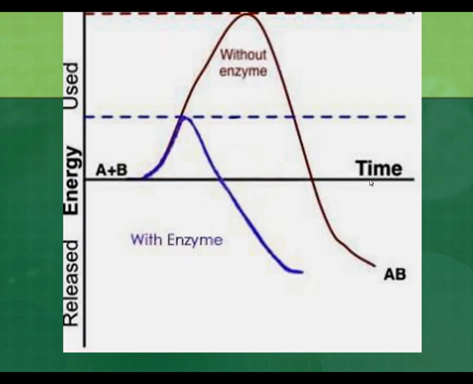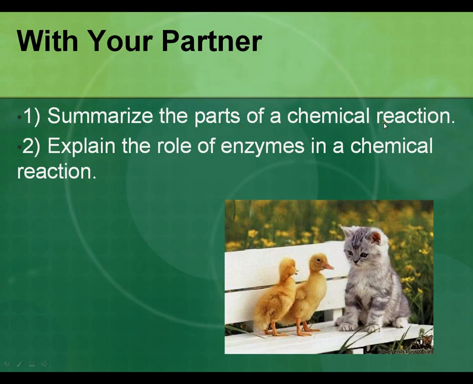So the two main benefits of an enzyme: number one, and most importantly, they lower activation energy. Number two, they also speed up chemical reactions and enable them to happen faster. As we go through Chapter 3, we'll talk more about enzymes and exactly how they work. We'll even build some models of them so that you can see how they reduce activation energy and how they speed up chemical reactions. Be sure that you can summarize the parts of a chemical reaction and explain the role of enzymes in a chemical reaction.